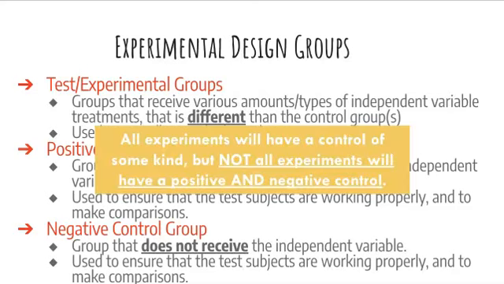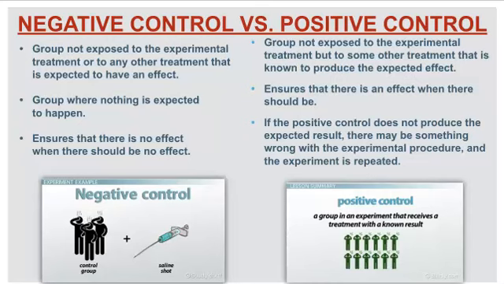And we want to remember that all experiments will have a control, but not all experiments will have a positive and negative control. So what is a positive and negative control? We're going to compare and contrast them. A negative control, like we said, is not going to be exposed to the treatment. We don't expect the treatment to have an effect, right? Nothing is going to happen because there is no treatment. A positive control is going to be exposed to the treatment that we know is going to produce an effect. So we want to make sure we have the positive in order to make sure that there is going to be an effect when that takes place.